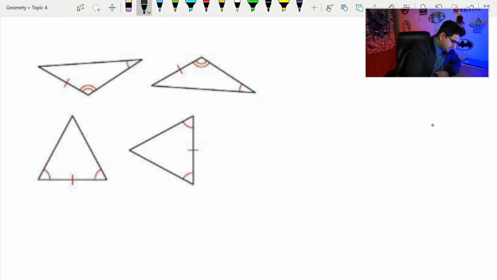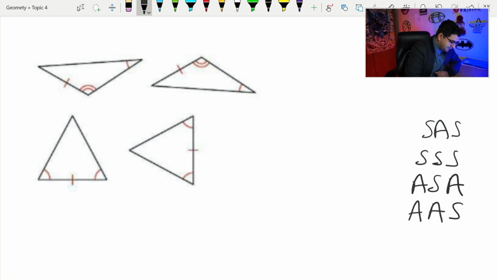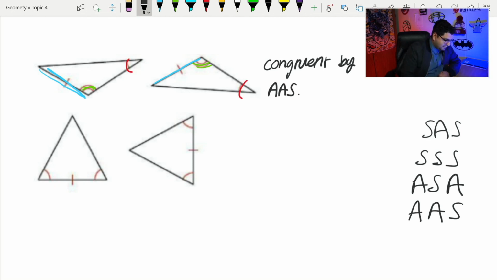Okay, again, here are our theorems: SAS, SSS, angle side angle, and angle angle side. So SAS, we got a side, an angle, and then we have our last angle that are congruent to each other. So I got a side angle angle. Now if I read it that way, I might think that I don't have one. Okay, but if I read it backwards, angle angle side, I'd realize that, oh, it's actually one of the theorems I have. So this one is actually congruent by angle angle side.